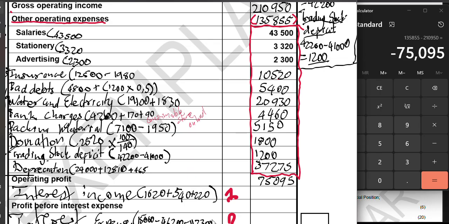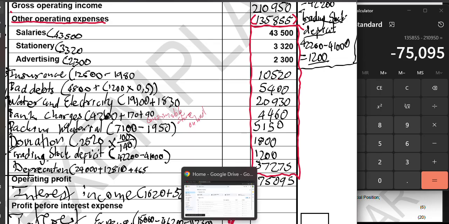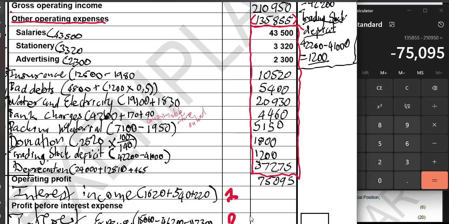We all know that. If you don't, we shall make some more videos in the coming series, or in the coming episodes. Should I call them episodes or uploads? Yes, in the coming uploads. Now, ladies and gentlemen, gross operating profit plus income will give you profit for the year, but this is profit before interest expense.